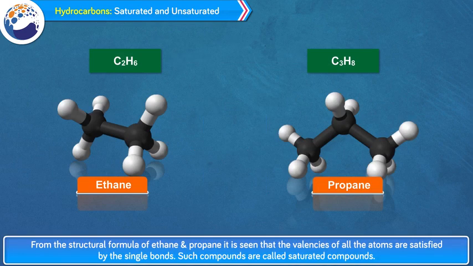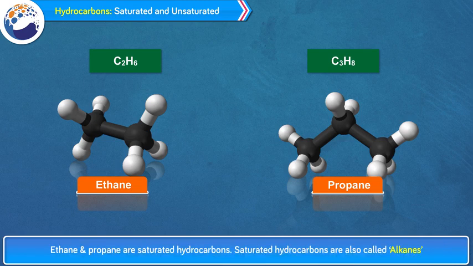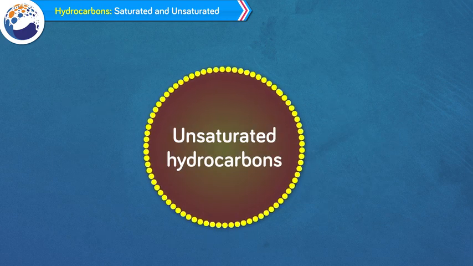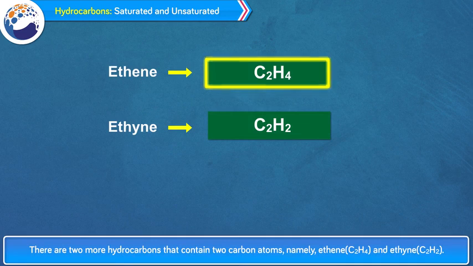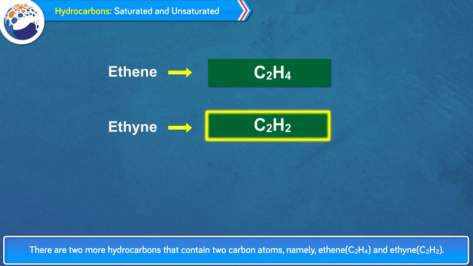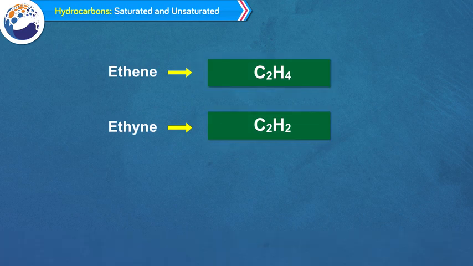From the structural formulae of ethane and propane, it is seen that the valencies of all the atoms are satisfied by single bonds. Such compounds are called saturated compounds. Ethane and propane are saturated hydrocarbons. Saturated hydrocarbons are also called alkanes. Unsaturated hydrocarbons. There are 2 more hydrocarbons that contain 2 carbon atoms, namely ethene, C2H4, and ethyne, C2H2.